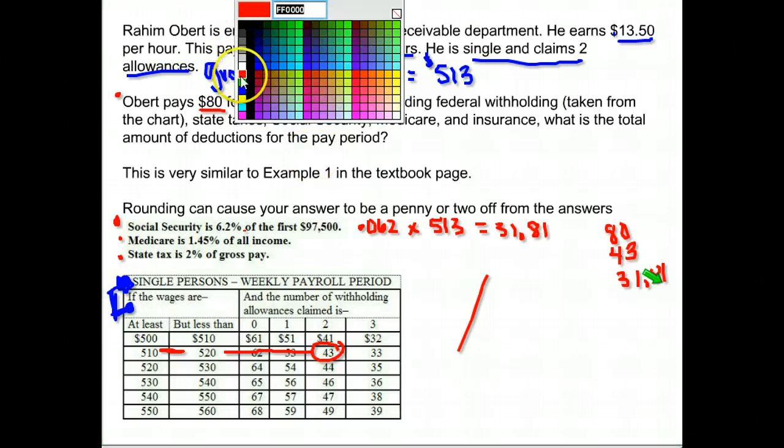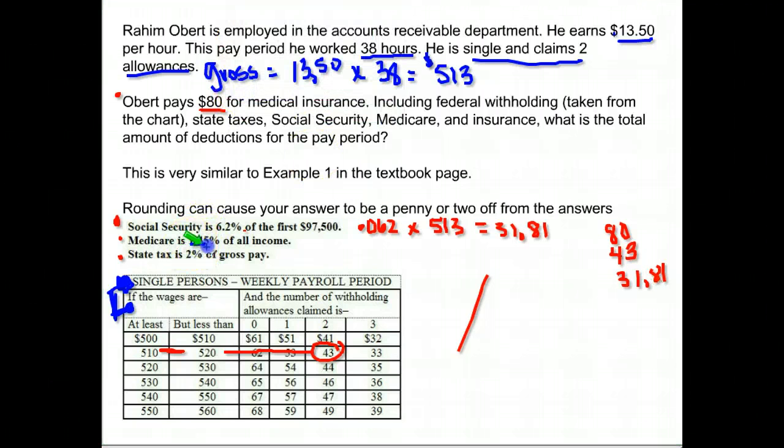Next, I'm going to find the Medicare tax. It's 1.45%. If I move my decimal 2 places to the left, I get 0.0145. Multiply by that gross pay, and I get $7.44. Add that to my total down here.